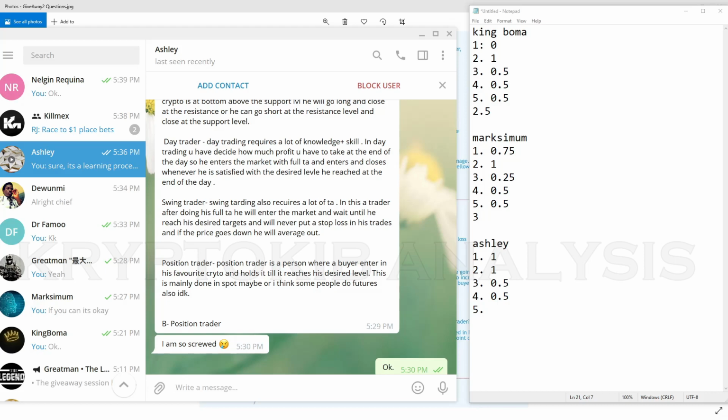Okay. Then position trading. Position trader is a person where a buyer enters in his favorite crypto and holds it till it reaches his desired level. This is mainly done in spot, maybe. I think some people do futures. I think this position trading is a bit correct, because of this word holds. So anytime he's satisfied. So that is also correct.